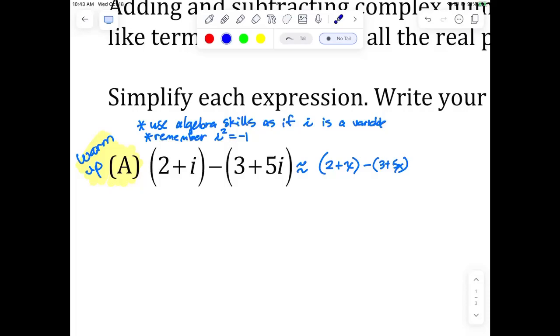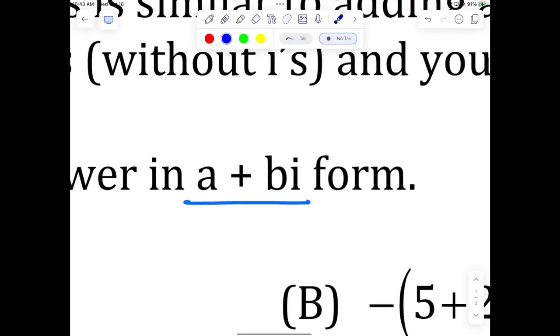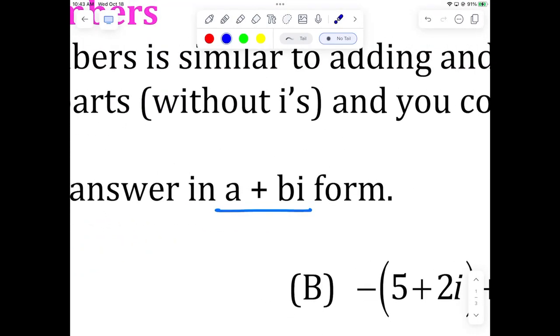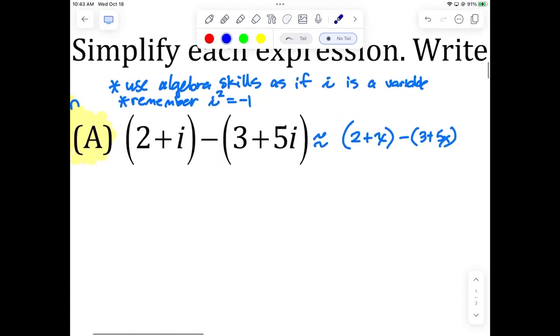All right, so to simplify expressions like this, we just pretend that i, which is really the imaginary unit, remember it's equal to the square root of -1. We treat it like it's a variable x, and we write our final answers in a plus bi form. So instead of putting the variable first like we're used to, we actually put it last.